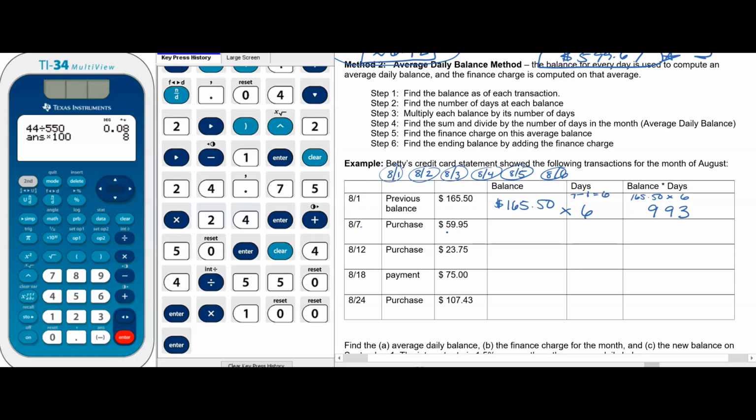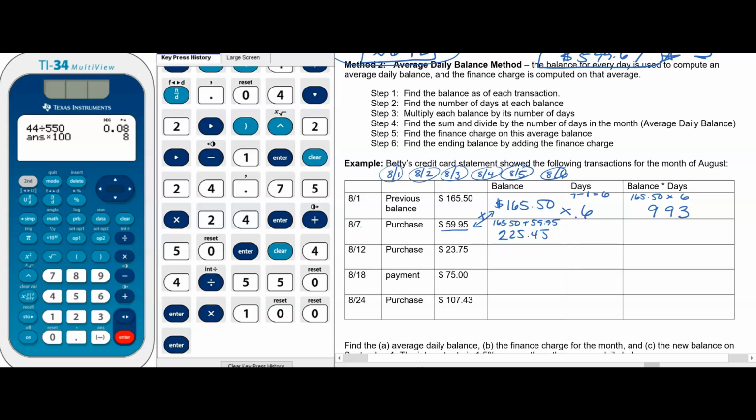Okay, next. So now we're going to find the balance for August 7th. A purchase was made of $59.95, so I'm going to add that. I'm going to take that previous balance of $165.50 and add $59.95, and I'm going to get $225.45.